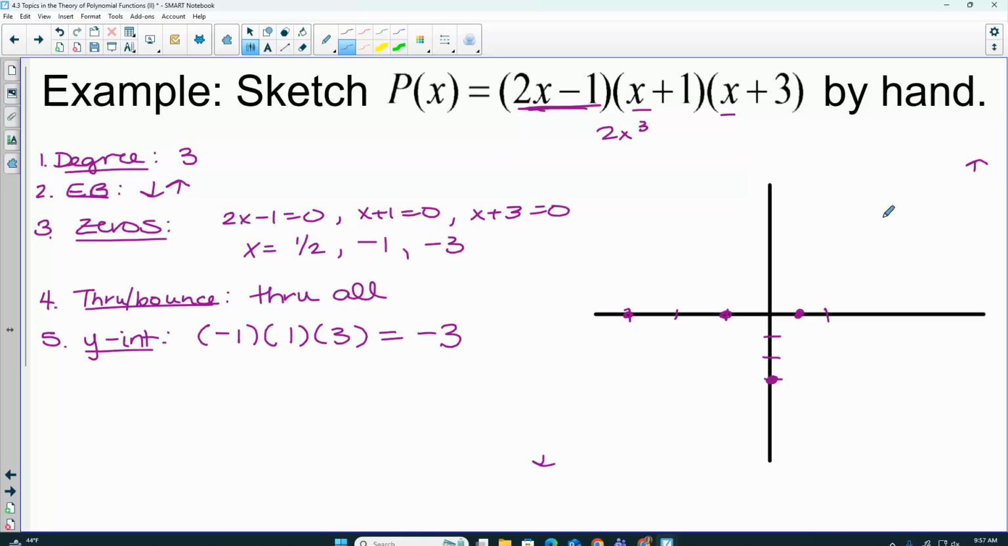Now we draw the graph. This graph is a curve, so there's no zigzag, there's no breaks in the graph. It's just a curve that bounces back and forth. We know it has to start down here. I have to come up and hit the x-axis here.